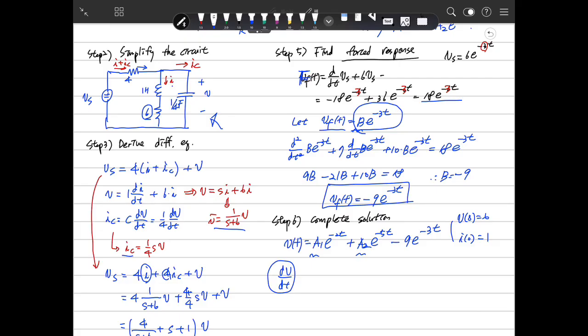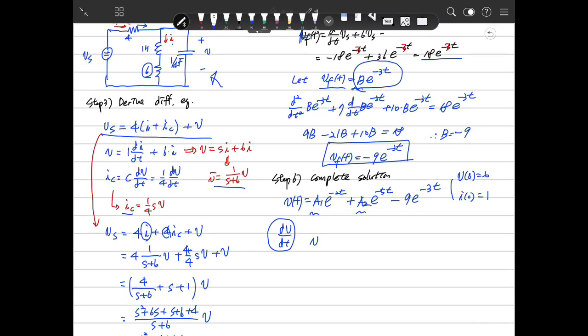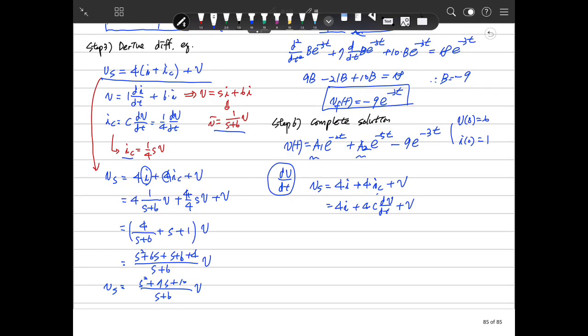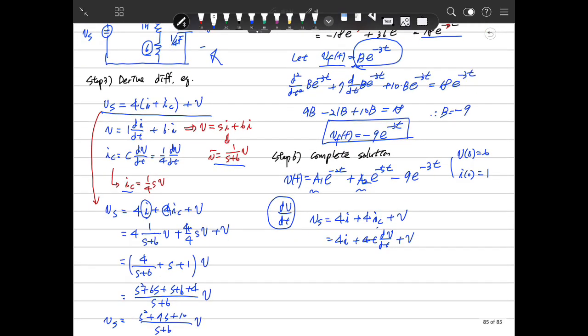It's very simple. From here, we got Vs is 4i plus 4ic plus v. Then 4ic is C dv/dt. So C is 1 over 4, so that is 1. So Vs equals 4i plus dv/dt plus v.